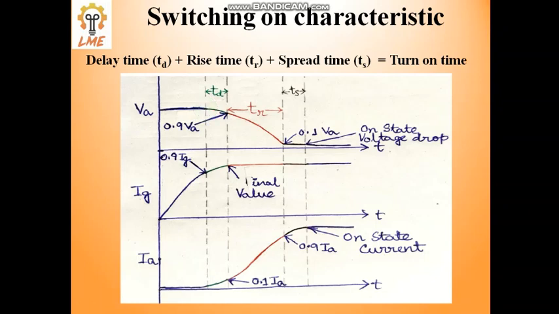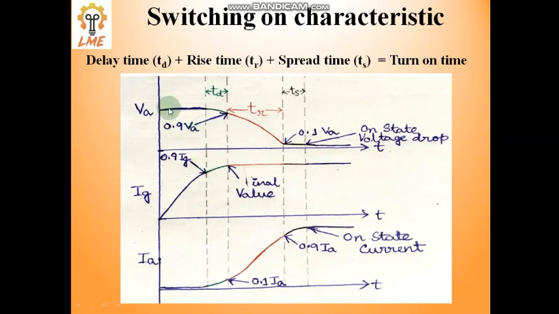Okay, so from this particular point, the peak value of the switch voltage, the supply voltage, changes to 0.9 of VA. 0.9 of VA means, suppose we assume the voltage across the anode is 100, so it changes from 100 volt to 90 volt. That is known as delay time. 100 volt to 90 volt, or VA to 0.9 of VA, is known as delay time.